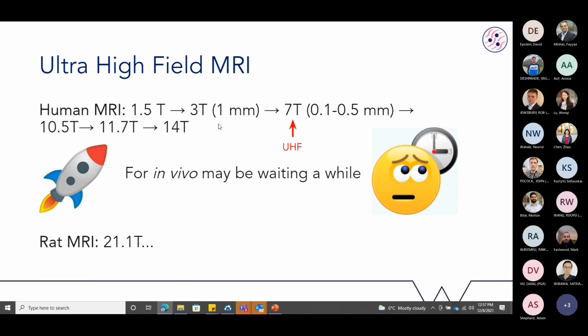So if you want to get a resolution that's even close to that of histology images, then to do this in vivo, we might be waiting quite a long time. But what we can do instead is take the specimens and put them through a much smaller MRI scanner. And if we've got much smaller scanners, we can actually get higher field strengths, because the diameter of the bore is the limiting factor for higher field strengths, since you need to fit a human through it in the bigger ones.